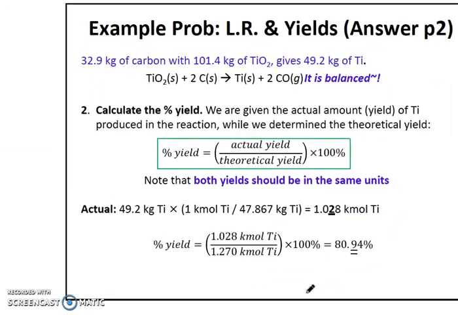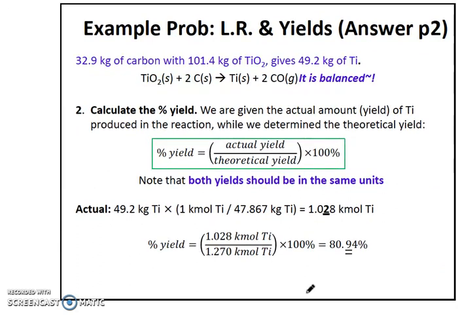The second part of the problem now is calculating the percent yield. Since we are given an actual amount of titanium forming in this reaction, and we already calculated the theoretical yield from the limiting reactant in the previous step, what we can do is take the ratio between those two and express that as a percentage.